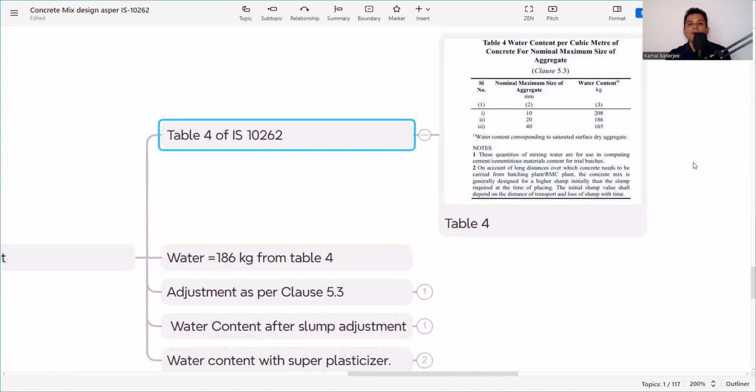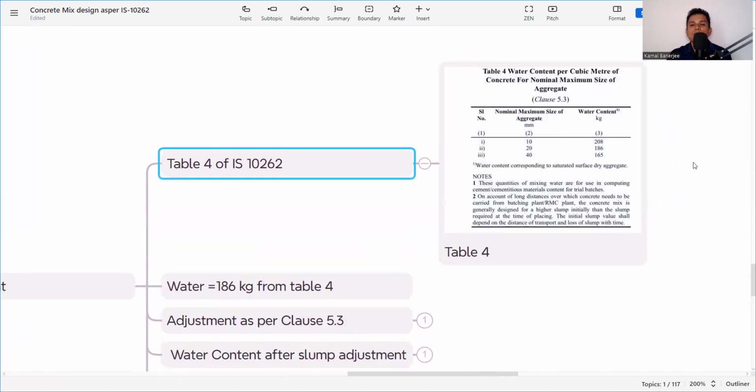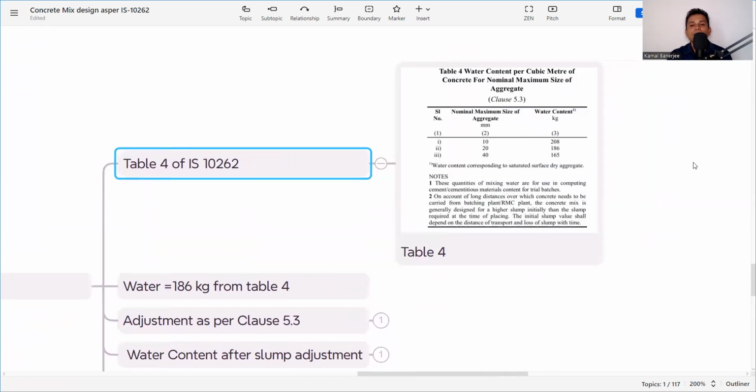Table 6 gives the water content per cubic meter of concrete for a nominal size of aggregate. What is our nominal size of aggregate? We have chosen 20. And what will be the water content? That is 186 kg per cubic meter, which we are getting from the table of IS 10262.